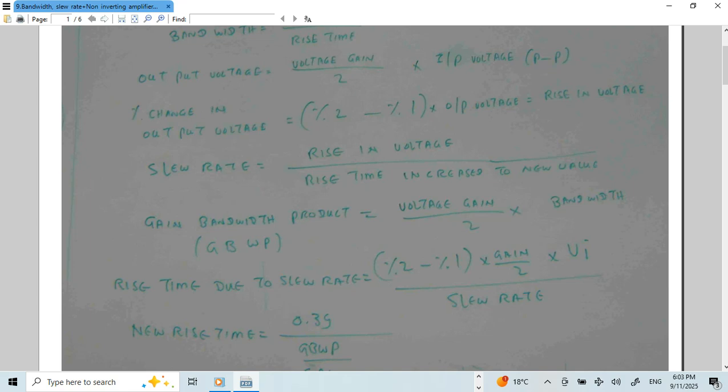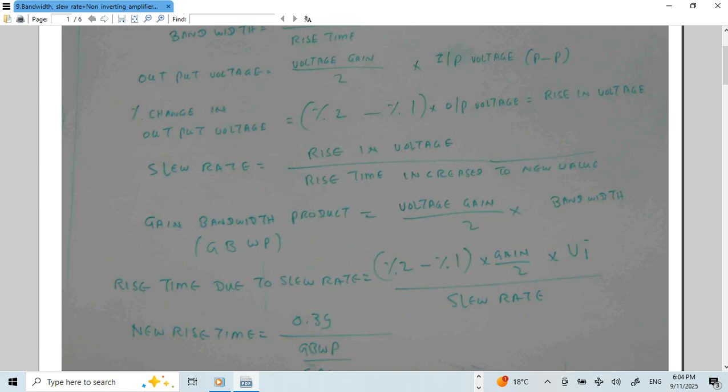Another formula is the gain bandwidth product. The gain bandwidth product is the GBWP. This is the gain bandwidth product. The gain bandwidth product formula is voltage gain multiplied with the bandwidth. So this is the formula.